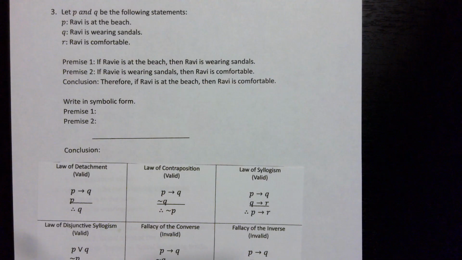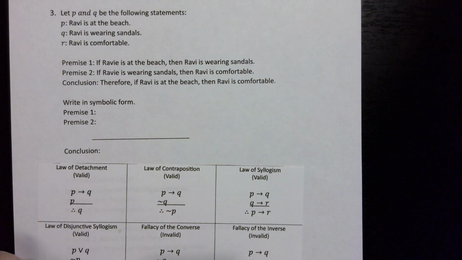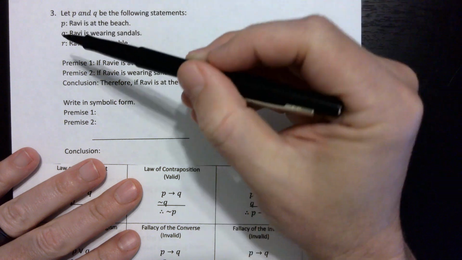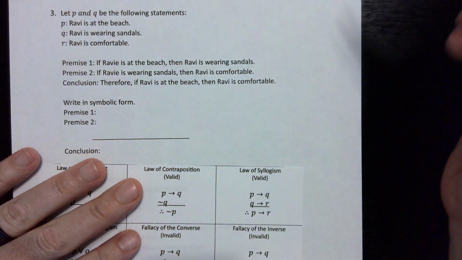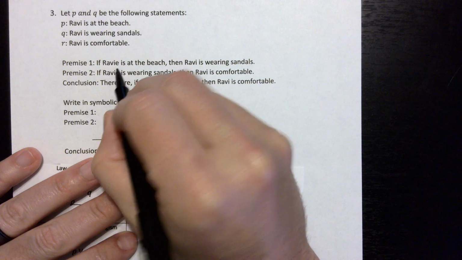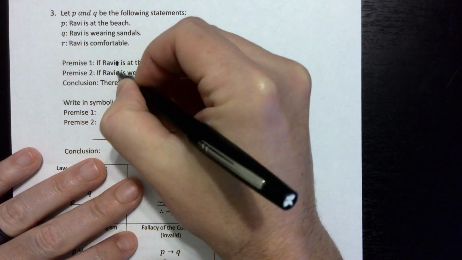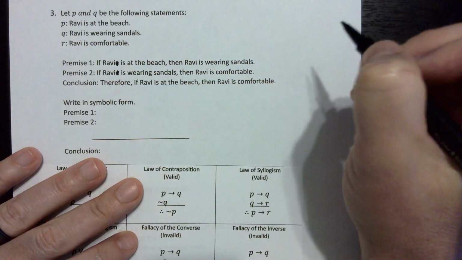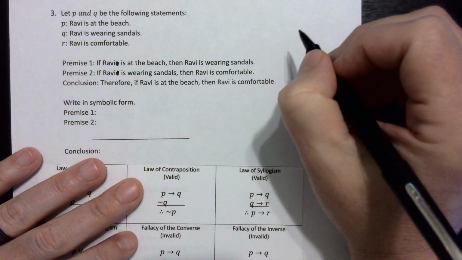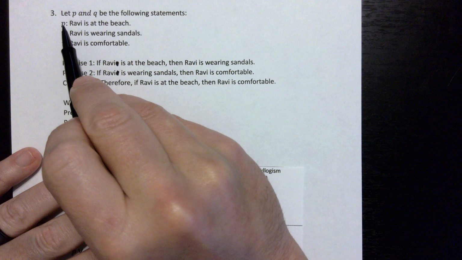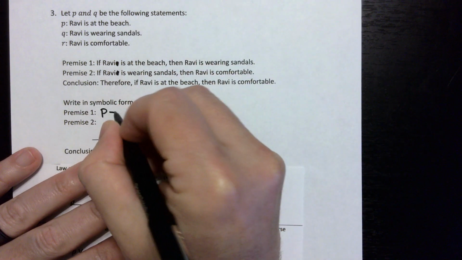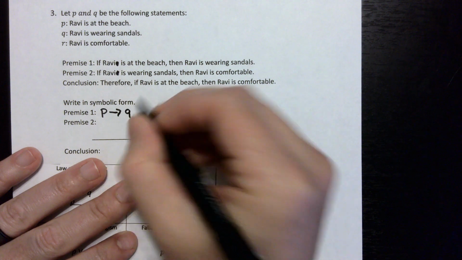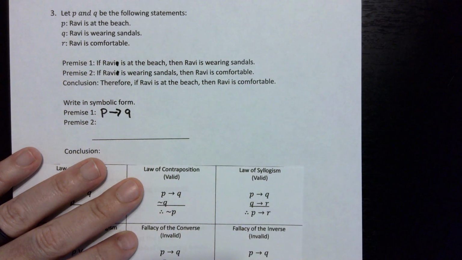Let's look at another one. Let P and Q be the following statements. Ravi is at the beach is P. Q is Ravi is wearing sandals. And R is Ravi is comfortable. Premise 1. I did not need to put an E on these, not sure why I did. If Ravi is at the beach, then Ravi is wearing sandals. So if P, then sandals, he's wearing sandals, that's Q. If P, then Q.